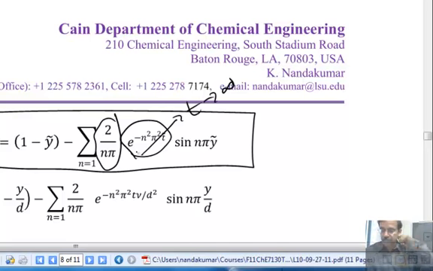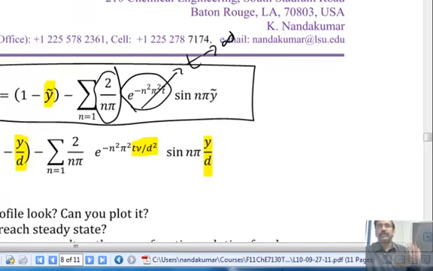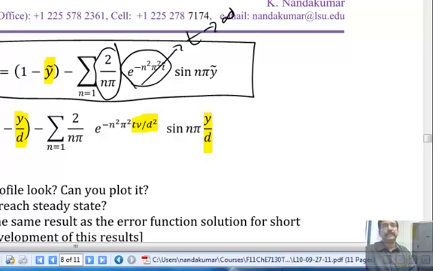You can then also put it in dimensional form. So we are now going back to our original variable. So Vx bar is Vx over U, y tilde is y over d, and here you have t tilde, which is t nu over d square. So we got the velocity profiles in dimensional units in physical space as a function of time and position.